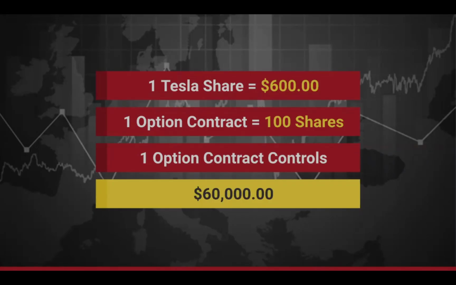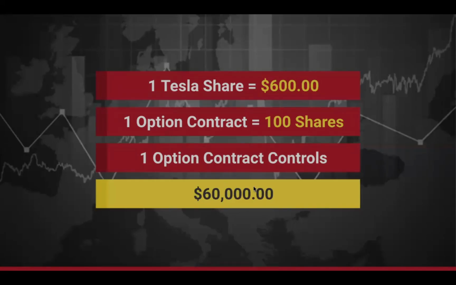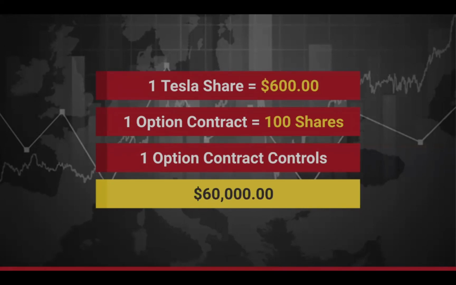You're going to control $60,000 worth of Tesla. And believe me, it's not going to cost you $60,000. Now, it might cost you $5,000 because the more expensive a share is, the more expensive the options price is going to be. We'll talk about that later. But in theory, I just want you to understand why you're able to make so much money in the options world. You're going to be controlling a lot with a little bit of money.